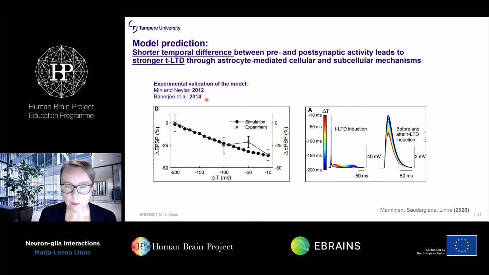So we use these two data sets to validate our model, showing that this TLTD is the same as in the experiments. I would like to point out that when we built the model, we used an additional 70 other references to build it up. In modeling, it's important that the data you use to validate the model is different. And what we could show and predict with this model is that it's really the astrocyte-mediated cellular and subcellular mechanisms that seem to contribute to this phenomenon, as was speculated by Banerjee and also indirectly shown by Min and Nevian.